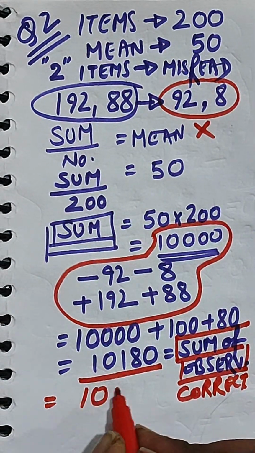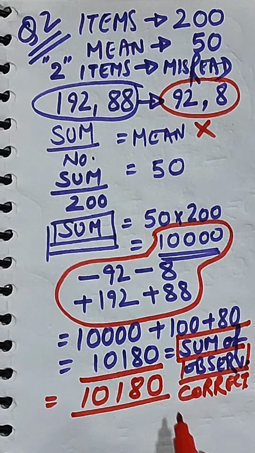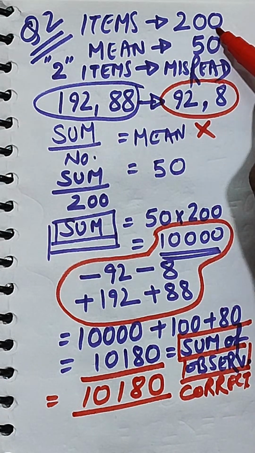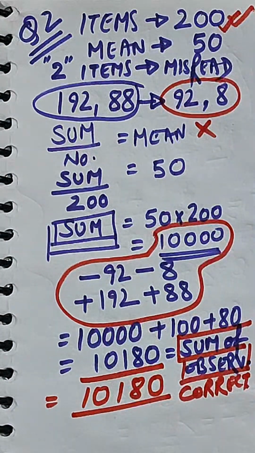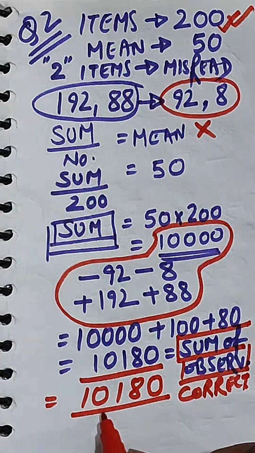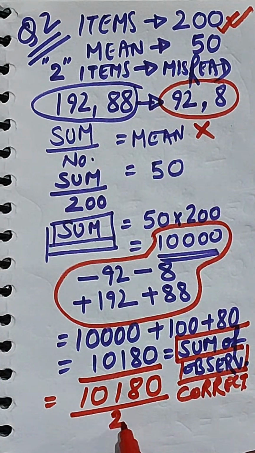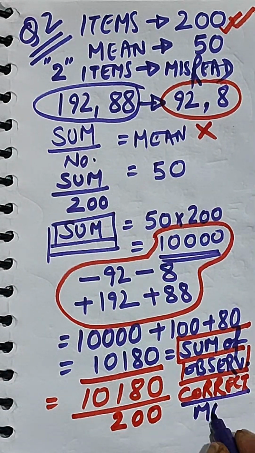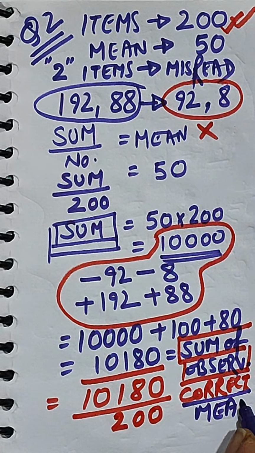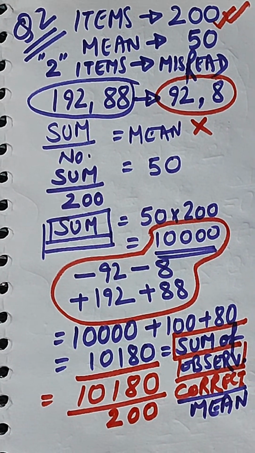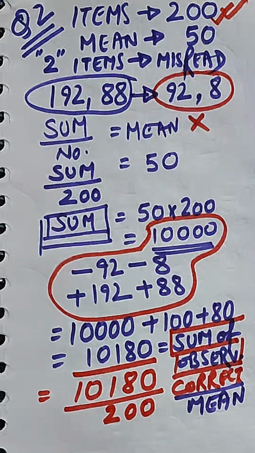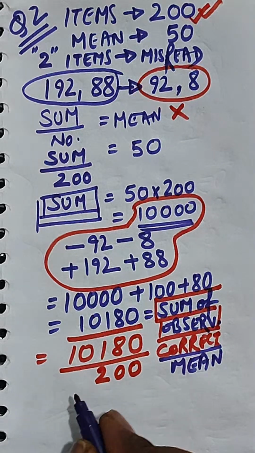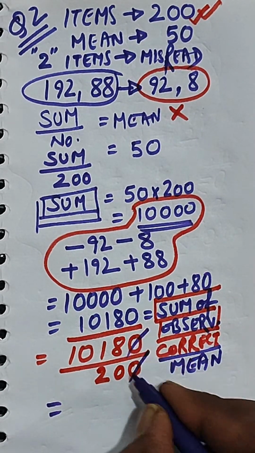So this will be 10,180 divided by the number of observations, that is 200, right? So this divided by 200 will give you the value of the correct mean, right? And when you solve it, 0 and 0 will be cancelled.